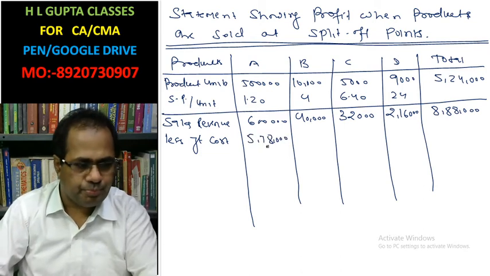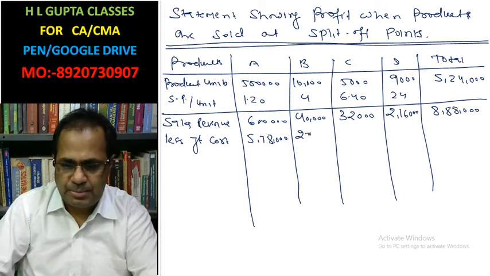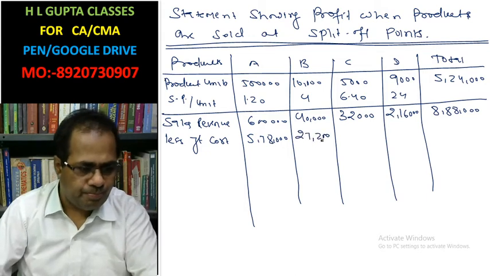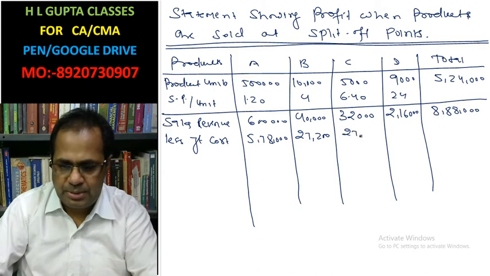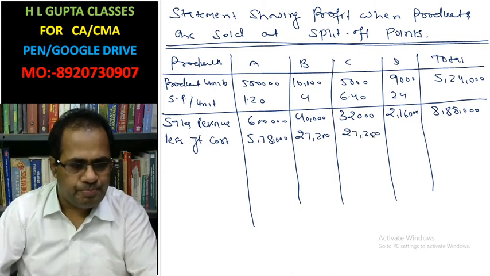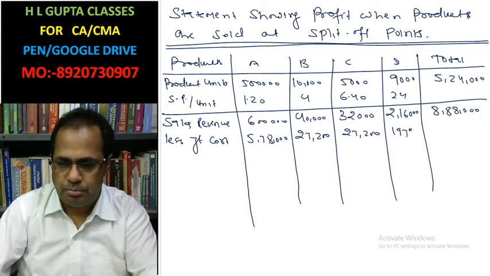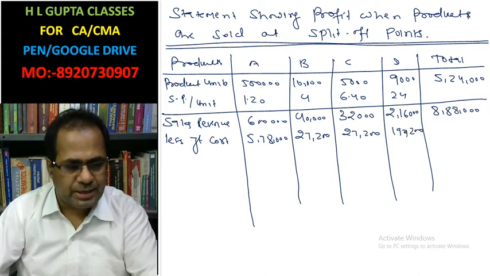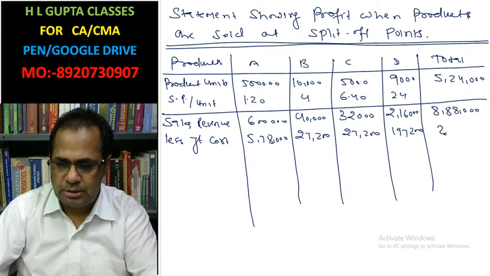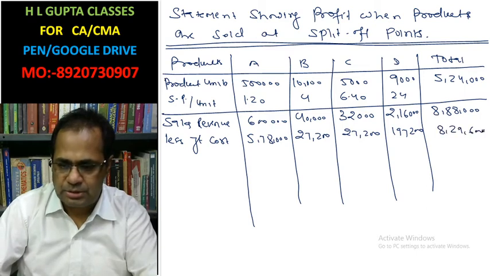5,78,000, 27,200, 1,97,200. This is the 8,29,600.